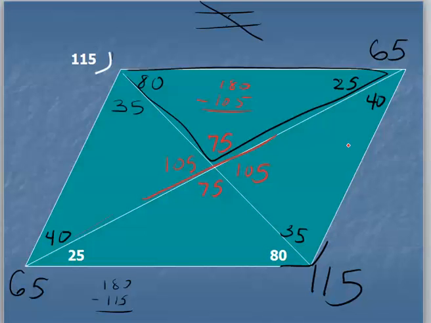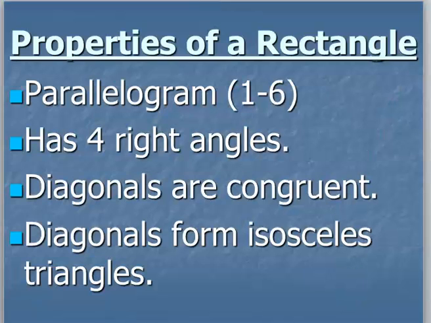Now we're going to talk about some specific types of parallelograms. The first one is a rectangle. So our properties of a rectangle, it is a parallelogram, so it has all of the properties that a parallelogram has. Opposite sides parallel, opposite sides congruent, opposite angles congruent, consecutive angles supplementary, they add up to 180, diagonals bisect, and diagonals form 2 congruent triangles.